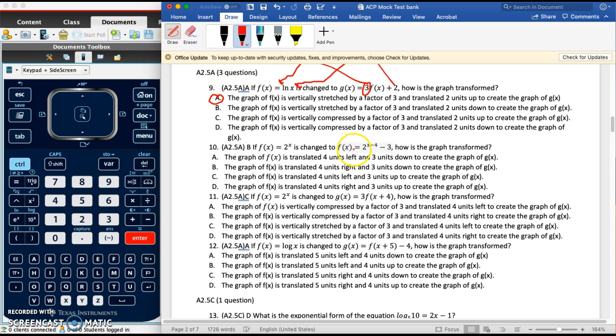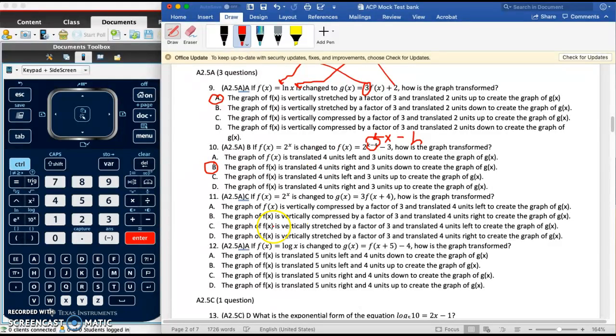Number 10, okay? All right, so if a number is coupled with x, like x minus 4 here, that's your x minus h part. So if that's x minus h right there, it's opposite. So it says x minus 4. Well, minus 4 means plus 4 units to the right, 4 units. And then the minus 3 says it goes down 3. So the only answer that says it goes right 4 and down 3 is B.